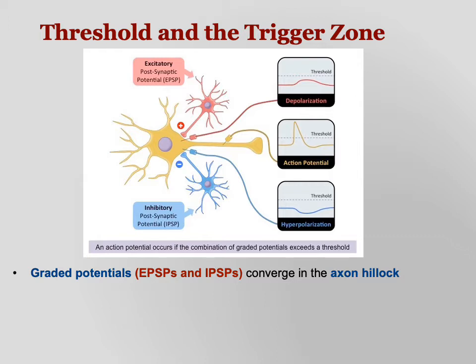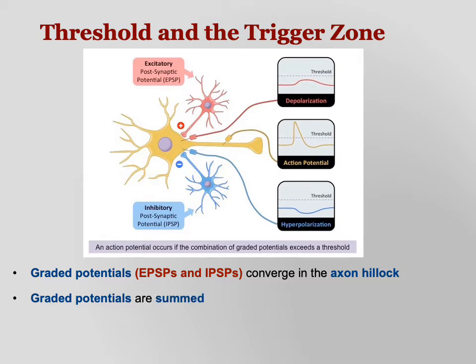So notice the top neuron there, the pinkish one, it's releasing neurotransmitters that are opening sodium channels, creating EPSPs. So those are going to flow down and converge in the axon hillock. The blue neuron on the bottom is releasing neurotransmitters that are opening either chloride or potassium channels, creating IPSPs. Those are likewise going to flow down, and they're going to arrive in the axon hillock.